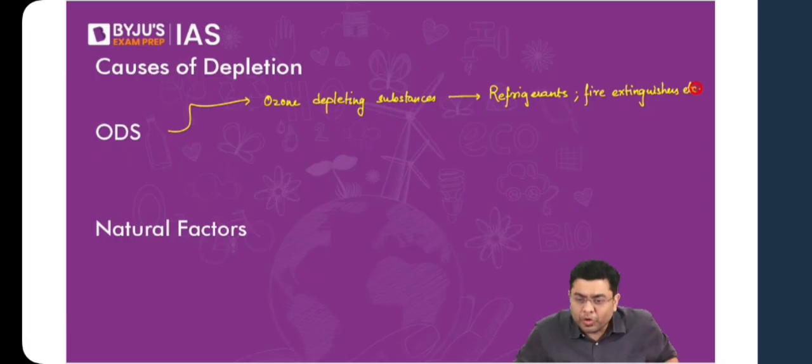Now, ozone is also depleted as a result of natural factors. So which natural factors or natural agents can lead to the depletion of the ozone layer? Do we have any clue?